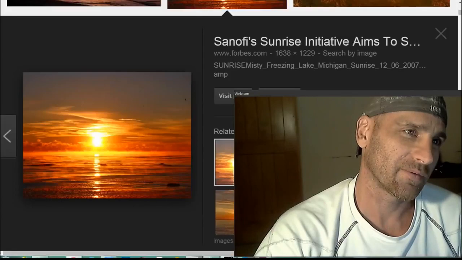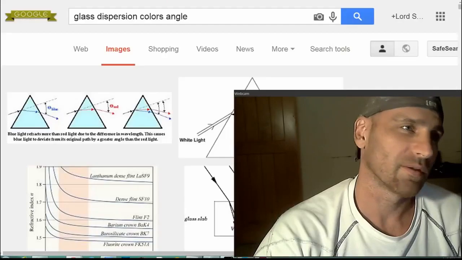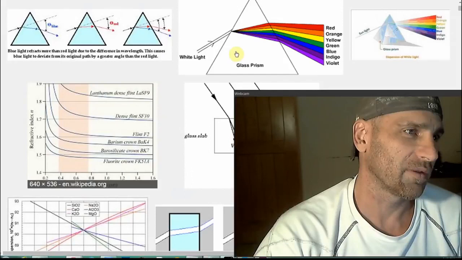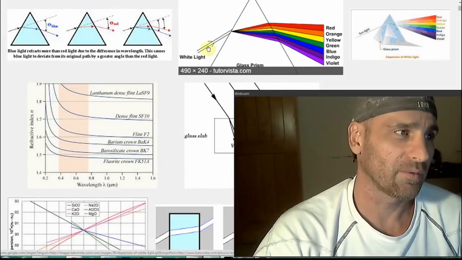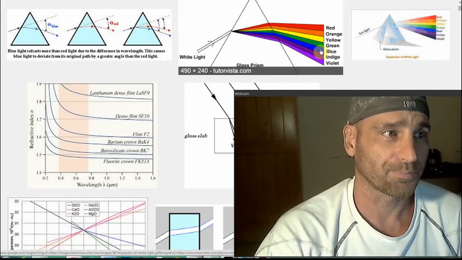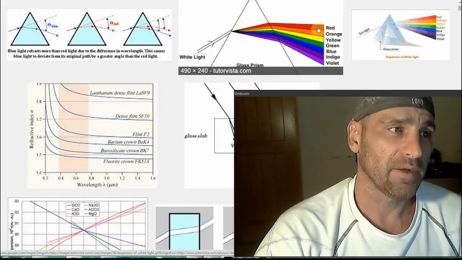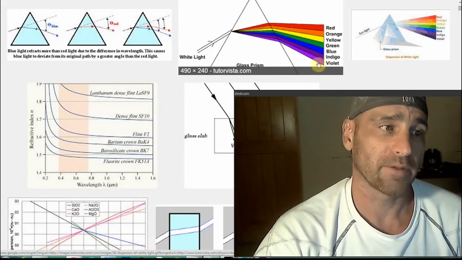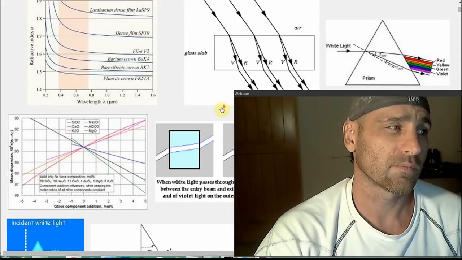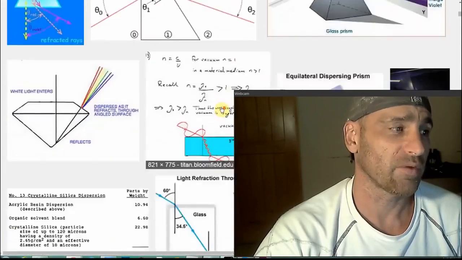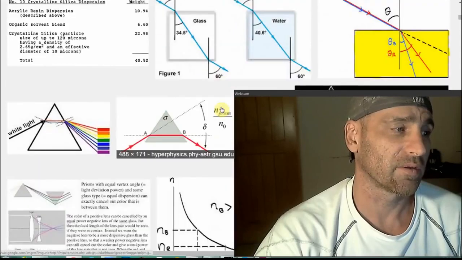What I'd like to do is demonstrate. So here's a nice, beautiful sunrise, a reddish sky. Let's look at glass dispersion in colors. You've seen this image before. White light passes through a glass and it gets dispersed into the spectrum. Red is the least refracted color. Violet is the most refracted. Keep that in mind. Red is the least refracted color. Alright?